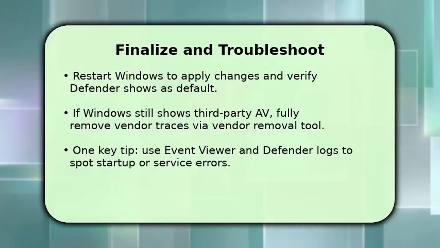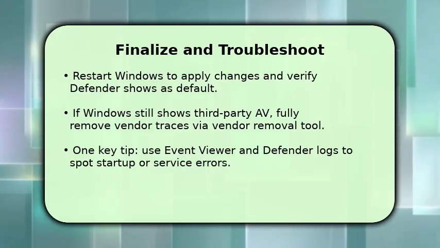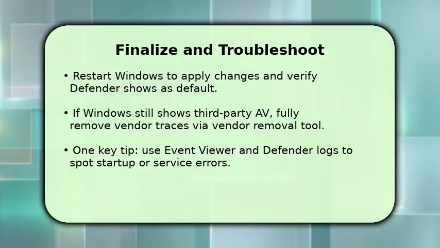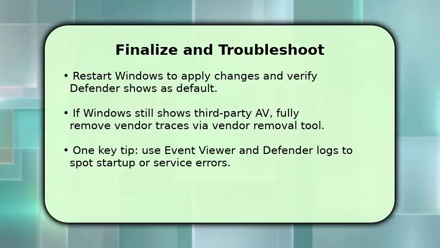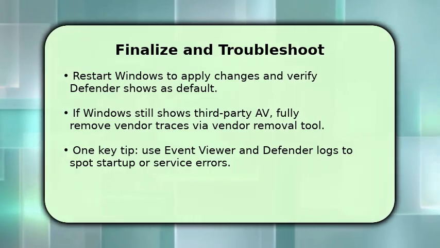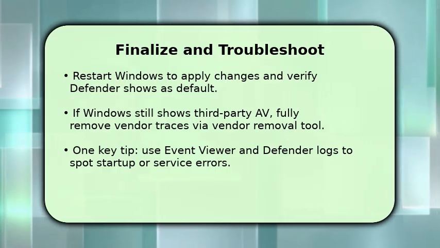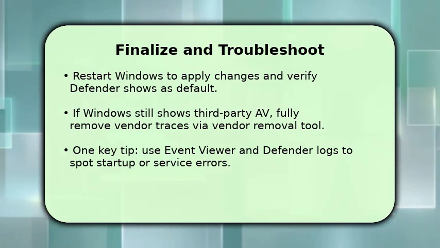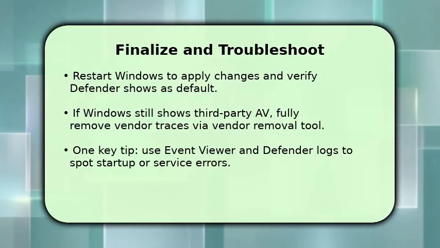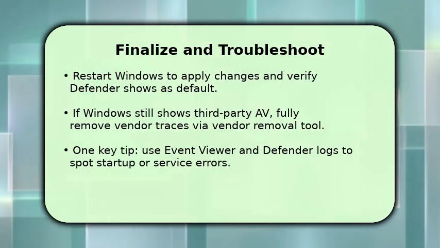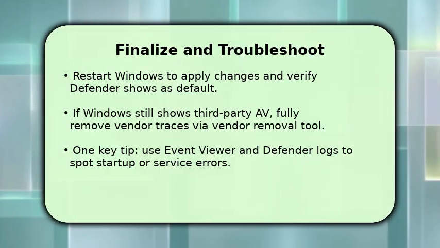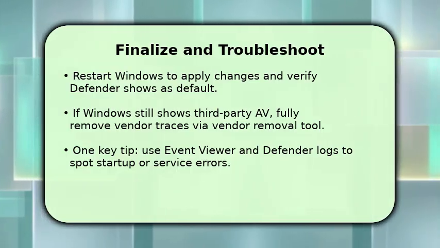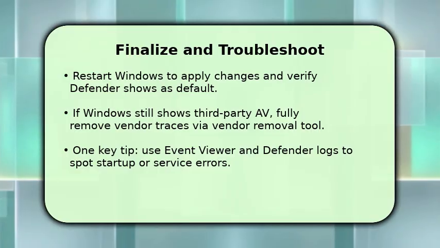Finish by restarting Windows and immediately confirming Windows Security reports Microsoft Defender Antivirus as the active provider. If the system still recognizes a third-party product, run the vendor's dedicated removal tool. Leftover drivers or services often block Defender. Make sure Defender services start automatically. Open Services and set the Microsoft Defender Antivirus service to automatic if needed. If something fails, check Event Viewer and Windows Defender logs for errors. Those messages tell you which driver or service to remove so Defender can become the default.